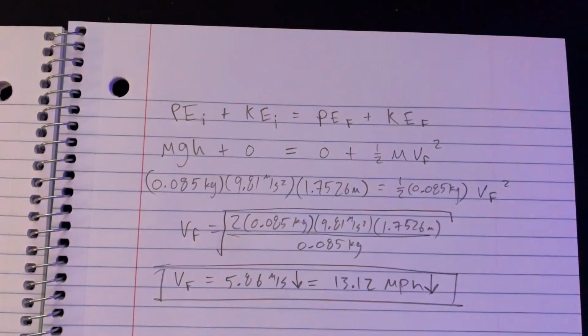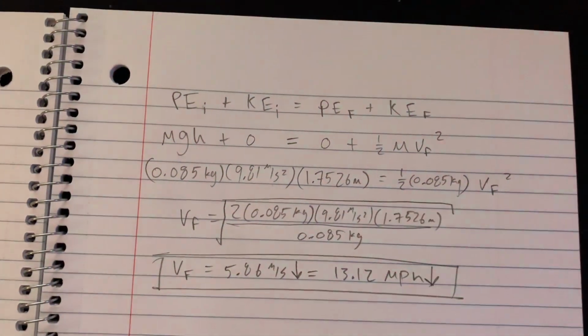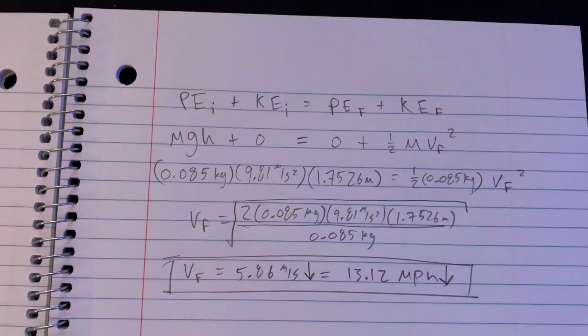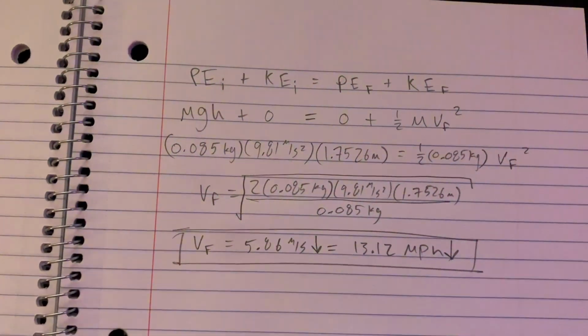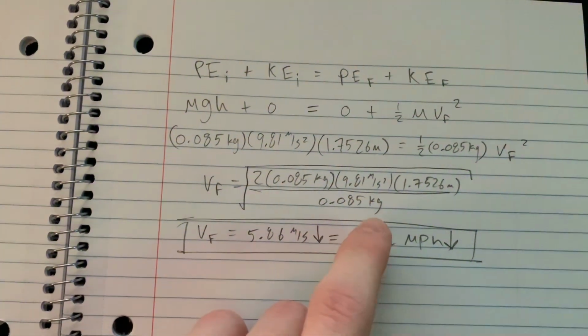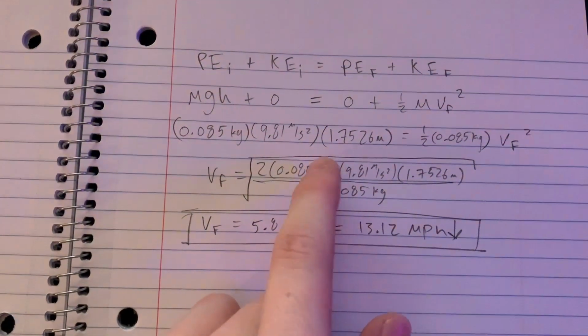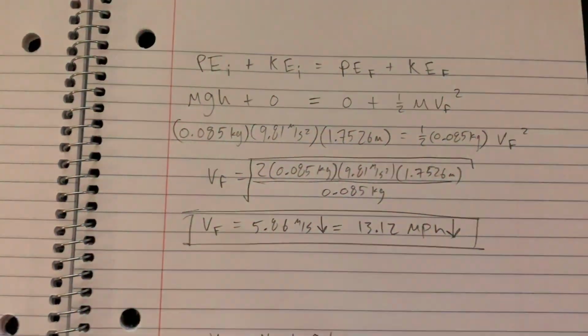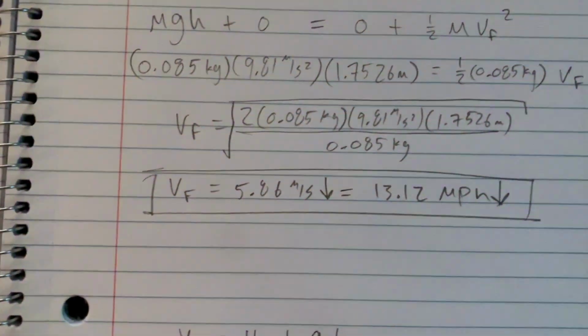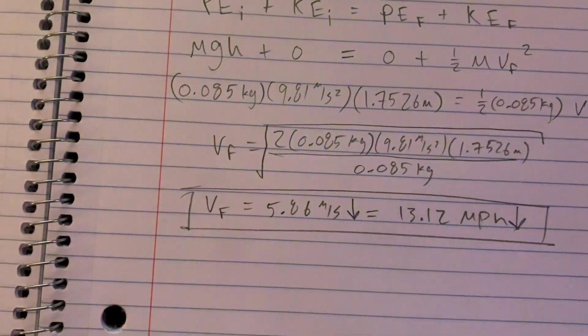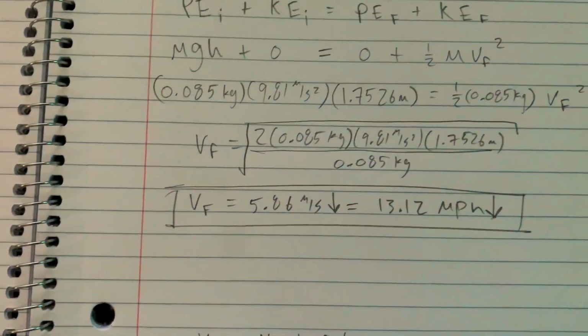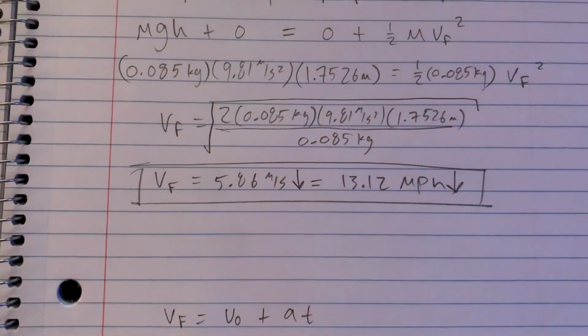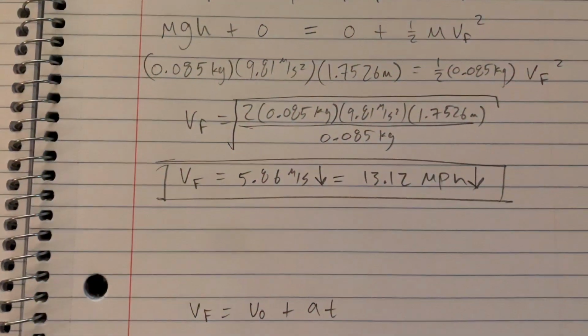and here we have just the weight of the wallet plugged in. You solve for final velocity, and as mentioned earlier, weight, or mass, doesn't matter, it gets canceled out. So in the end, you have final velocity is 5.86 meters per second down, or 13.12 miles per hour, if that resonates better with you.